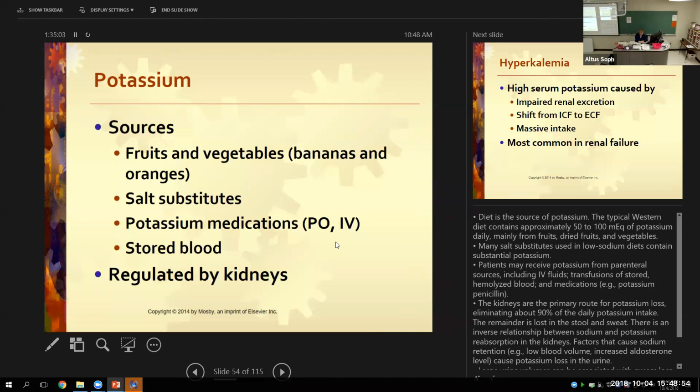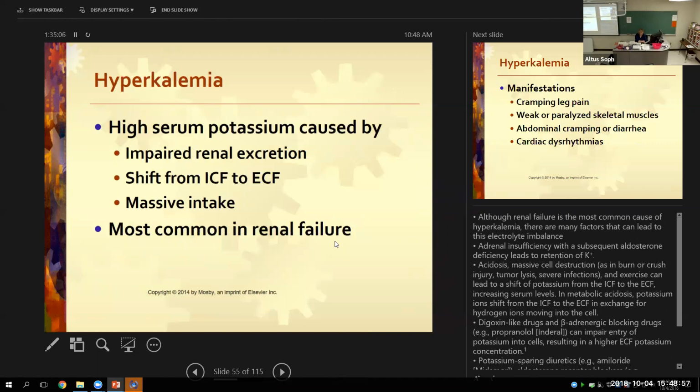Potassium is mainly regulated by your kidneys. High serum potassium can be caused by impaired renal excretion. It can be caused by a shift from the intracellular fluid to extracellular fluid from massive intake of potassium. It is most common in renal failure. Again, sometimes you see it in rhabdomyolysis. Sometimes you see it when there's, for whatever reason, some type of muscle destruction within the body. Again, like maybe your patient lying on the floor for 12 hours, struggling to get up, lying on that hard concrete floor. You'll see muscle destruction, and one of the signs of that is seeing that high potassium level, okay?